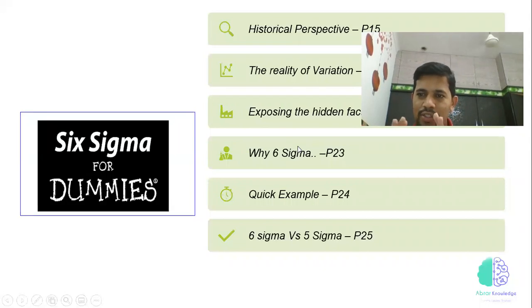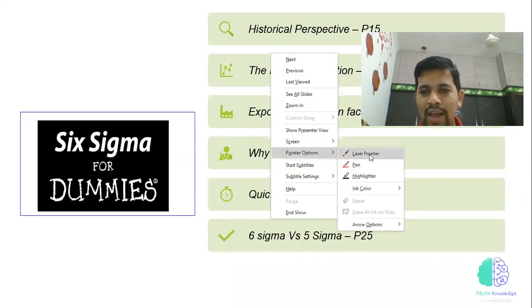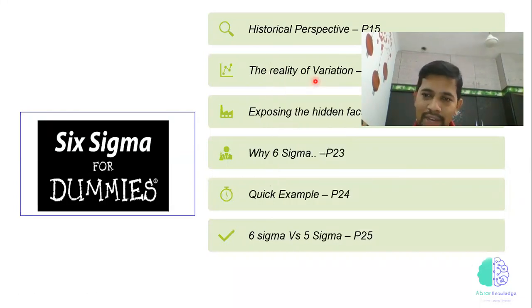So this is just part one. Basically, I have taken only the summary of 10 pages. In part one, the author tries to deal with the subject of why we need Six Sigma. First, it sets the context, like on page number 15, the historical perspective of Six Sigma, and then it goes down and talks about the reality of variations. Variation can be controlled, can't be prevented, and so on. And then it talks about a very important subject called exposing the hidden factories.